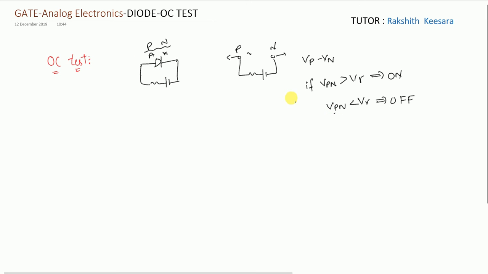So this is the procedure. Whenever a diode is given, just open circuit that, find out the P voltage, N voltage and find Vp minus Vn. If Vpn is greater than V threshold, diode is on. If Vpn is less than V threshold, diode is off. So this is very simple, guys. I will tell you with examples.